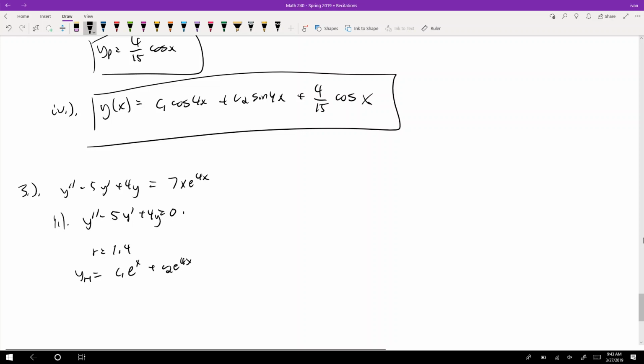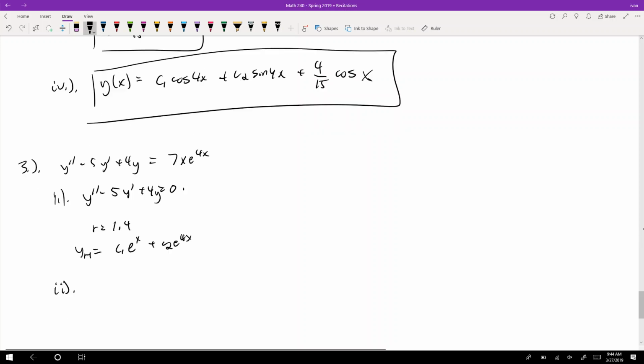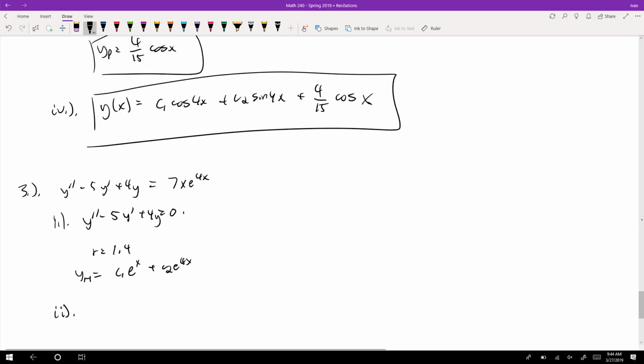So these steps, you can do all of this. You don't have to say kernel of L is equal to. If you can just find the root and then plug it in, that's fine. Okay, so that's YH. Then step 2, right? So this step, what do we want to do? Well, f of x is equal to 7x e to the 4x. So what is the annihilator?